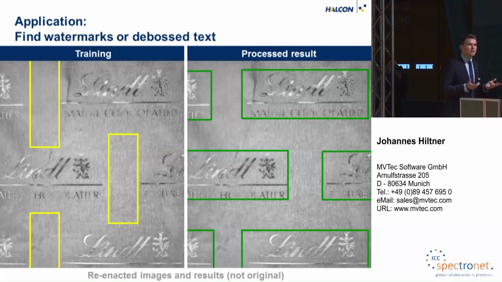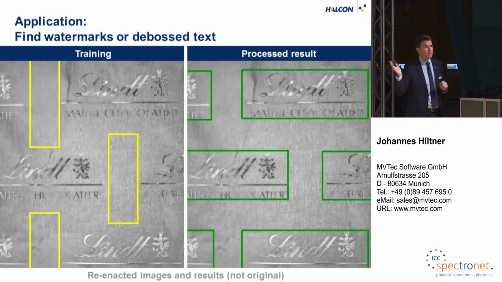But this defect class can also be used for further inspection tasks, like doing OCR on embossed text on metal surfaces, or in this case, for example, to segment where the logo is printed and do further print inspection, for example.